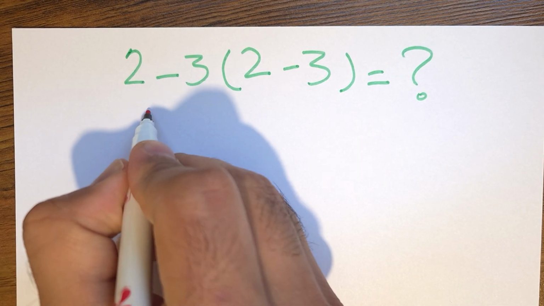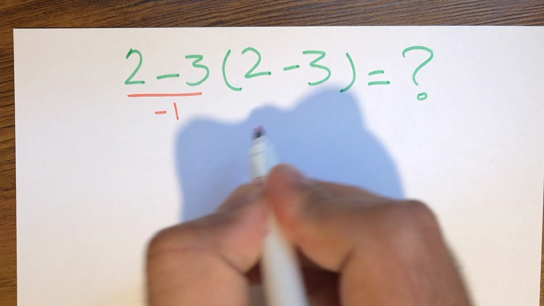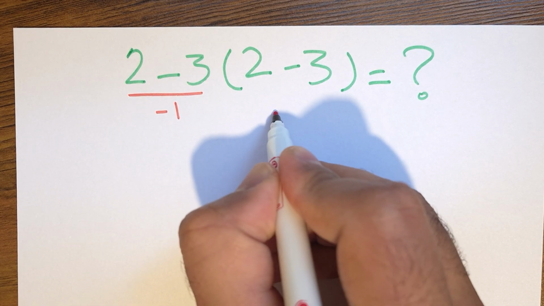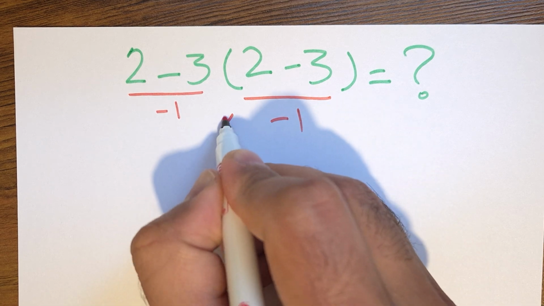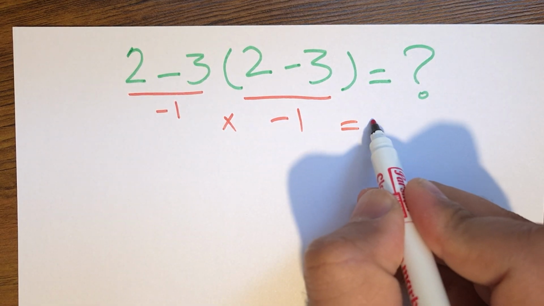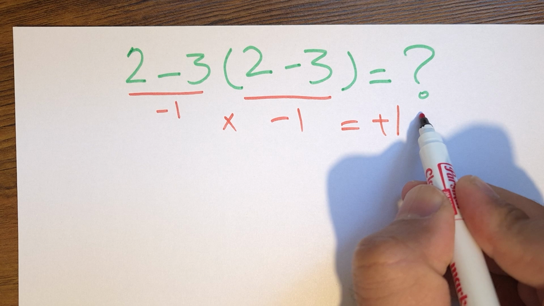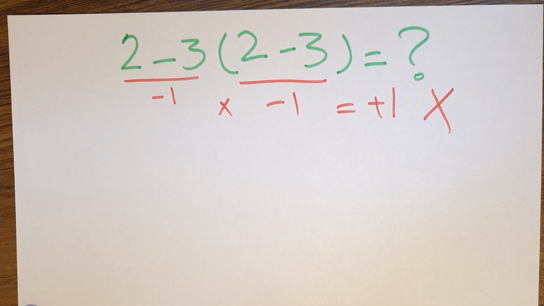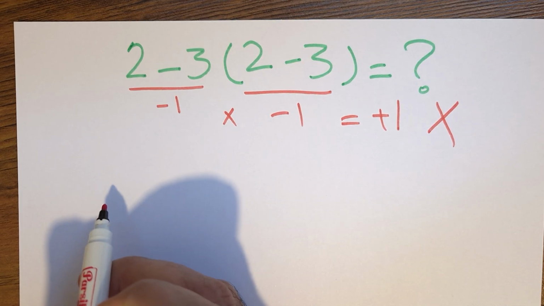2 minus 3, it is minus 1. Then 2 minus 3 inside the parentheses, it is 2 minus 1 as well. Minus 1 times minus 1 plus 1. No, that's not the answer. That's wrong. Let's go for the correct order of operations.